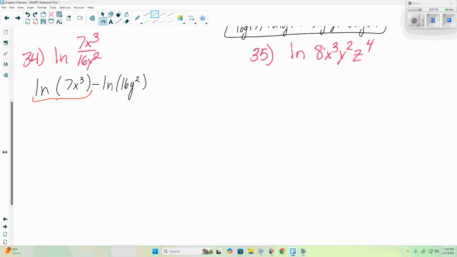Now we can move on to product. Natural log of 7x cubed is a product. We'd have the natural log of 7 plus the natural log of x cubed minus. We'll do the same thing with the natural log of 16y squared. Now we do have to apply that negative.